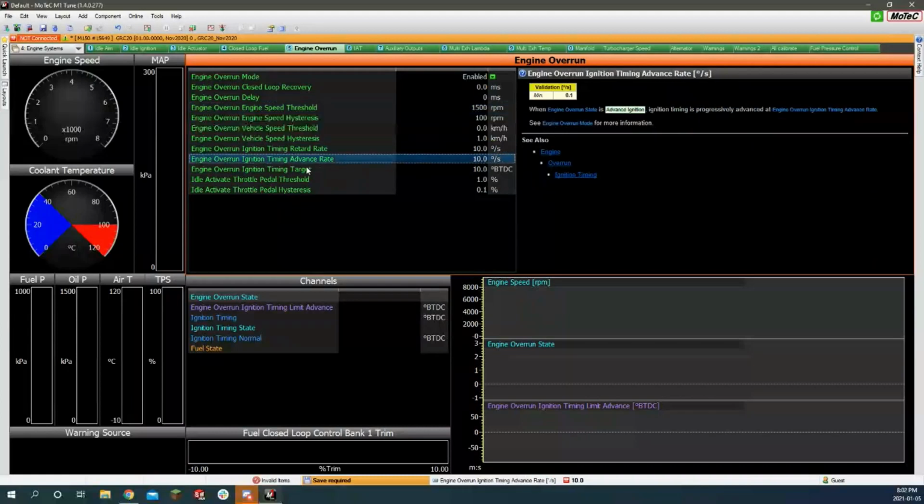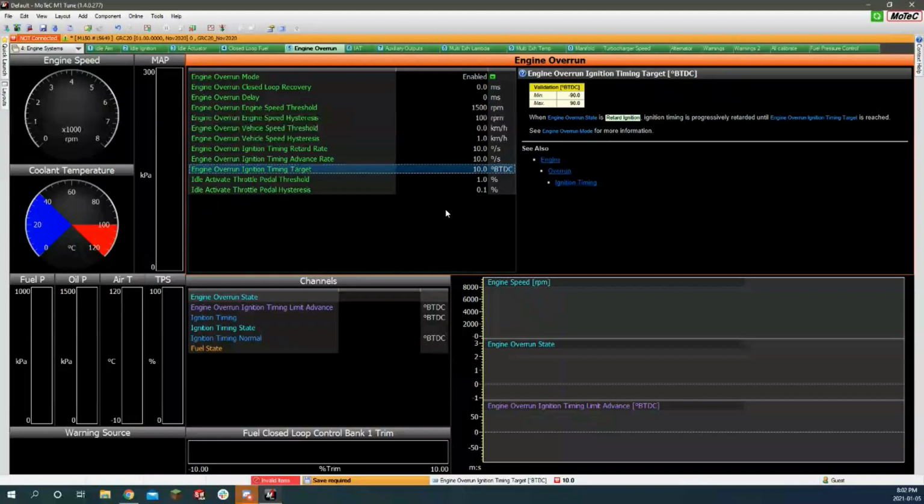It has stuff about how to advance and retard the ignition as you come in and out of overrun. So as you get on and off the gas, again, you want it to be somewhat smooth. You don't want to slam into a whole bunch of ignition timing and shock the car, shock the drivetrain and stuff. It's to smooth it out.